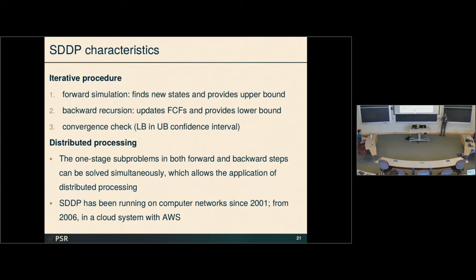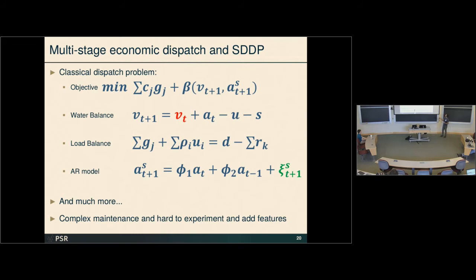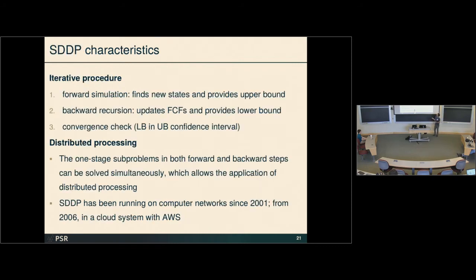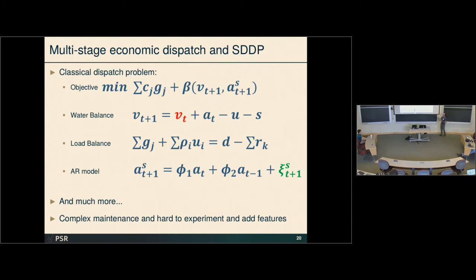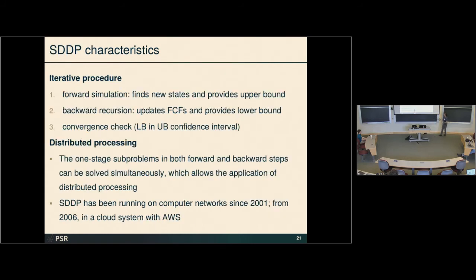In this backward recursion, we build iteratively a lower approximation for this future cost function. This is where dynamic programming comes into place. The dual part is that we do that with hyperplanes and calculated by LP duality. So we just add supporting hyperplanes for this function to represent it. And then you can do some convergence checking.